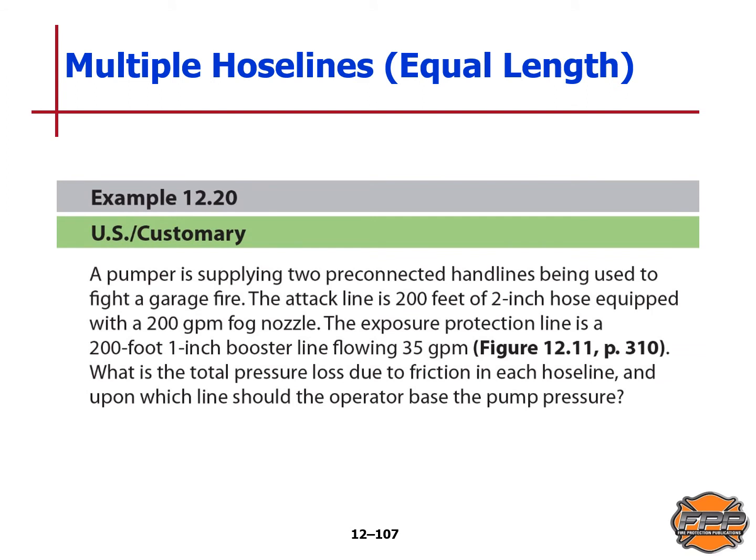Here's an example. A pumper is supplying two pre-connected hand lines being used to fight a garage fire. The attack line is 200 feet of 2-inch hose equipped with a 200 gallon per minute fog nozzle. The exposure protection line is a 200-foot 1-inch booster line flowing at 35 gallons per minute. You can find this in figure 12.11, page 310 in your book. What is the total pressure loss due to friction in each hose line, and upon which line should the operator base the pump pressure? Let's work this out.